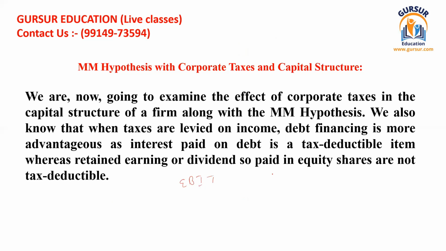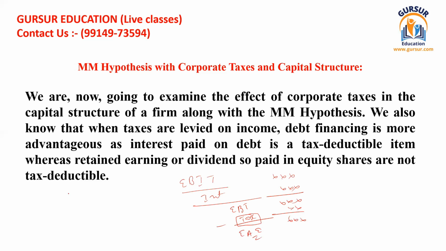Okay, so I have already given you the formula, I have already given you the complete structure. You know, this is EBIT. When you reduce the interest from EBIT, then you get the value of EBT, that is earning before tax, and when you reduce taxes from EBT, then you get the earning available for equity shareholders. So tax is the deductible item. So now you can get to know that.